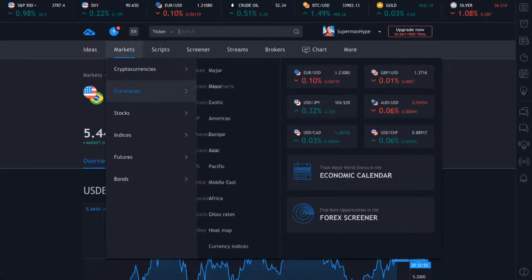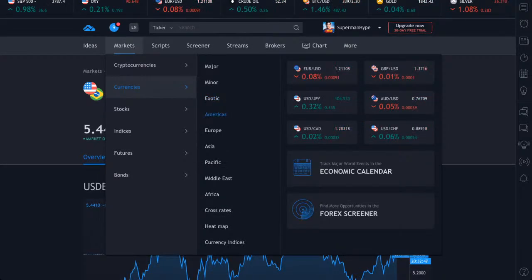So let's go back to currencies again. So exotics, and then the rest of them we got by region of the world. So Americas, Europe, Asia, Pacific, Middle East, Africa, and we have cross rates and a heat map and currency indices. So these are all quite niche stuff down the bottom.